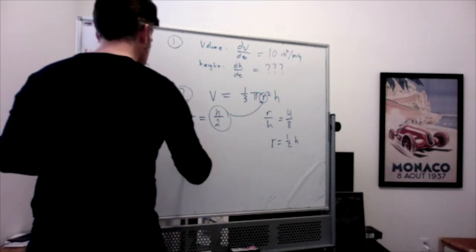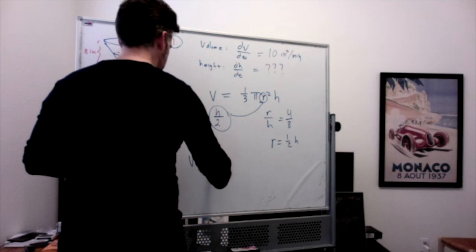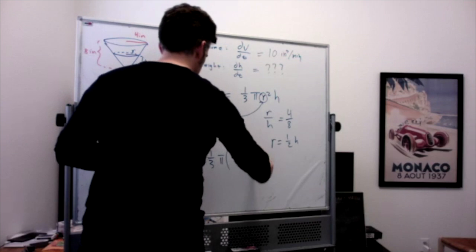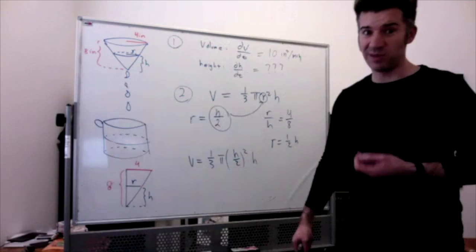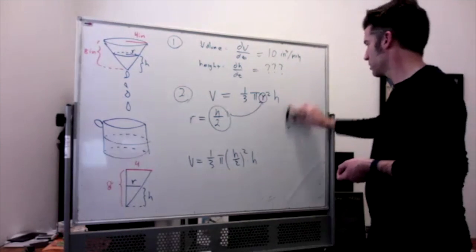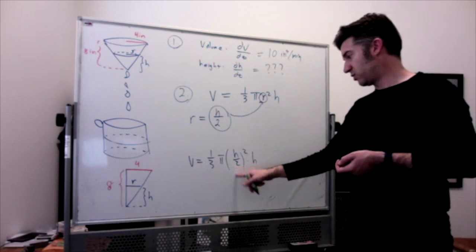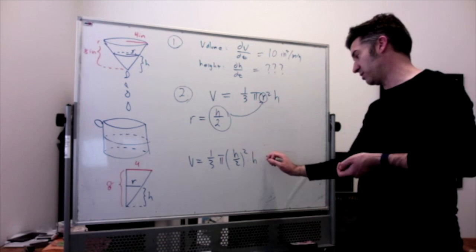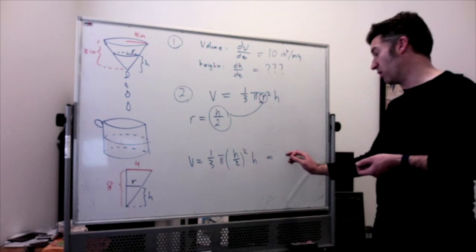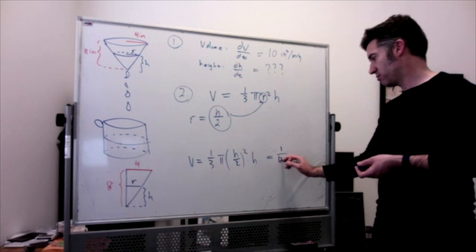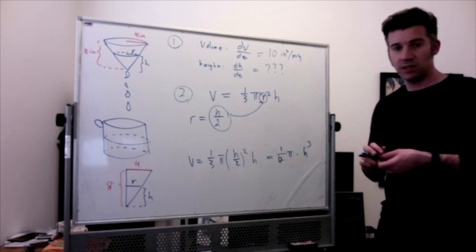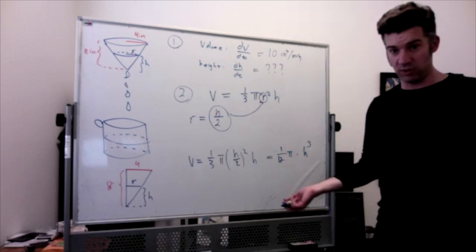So the volume is 1/3 pi times the height divided by 2, squared, times the height, which of course I'm going to simplify before I differentiate. This is h squared over 4, and h squared times h is h cubed. So the volume is 1/3 times 1/4, which is 1/12 pi, h squared times h is h cubed. Definitely worthwhile to simplify before we differentiate.